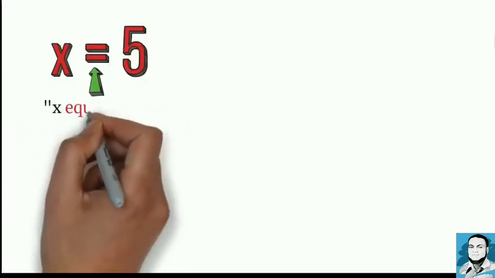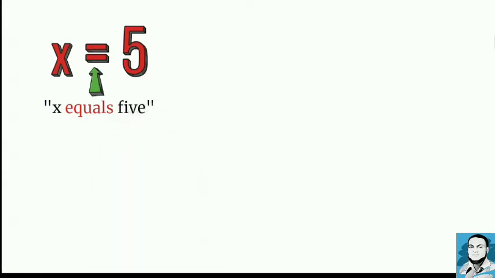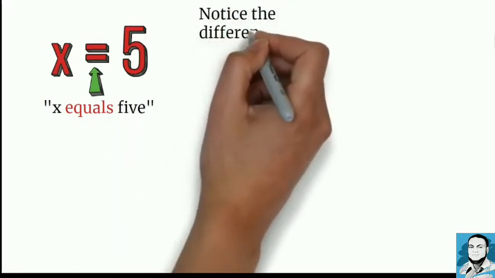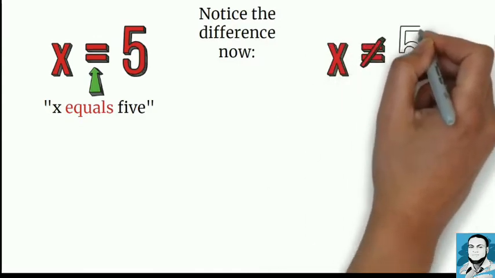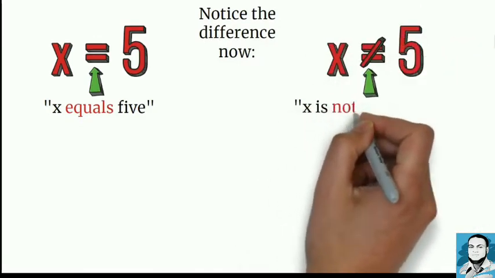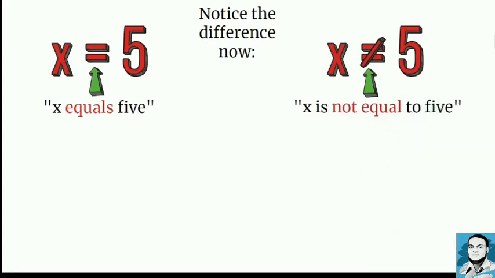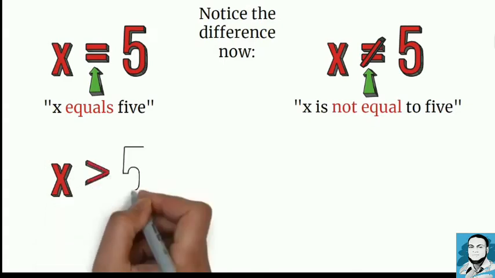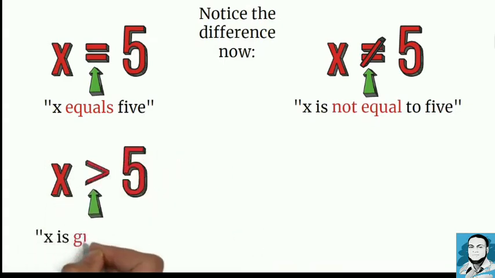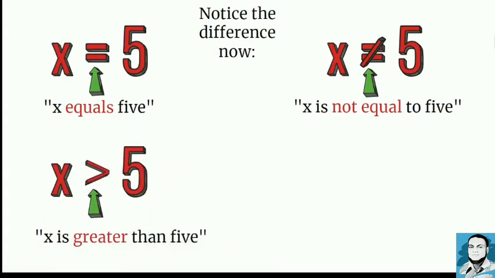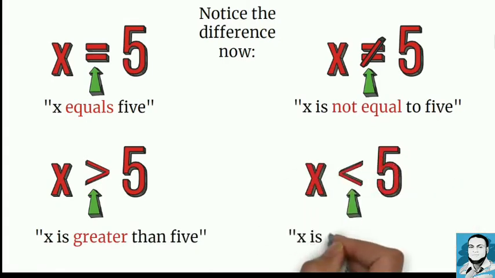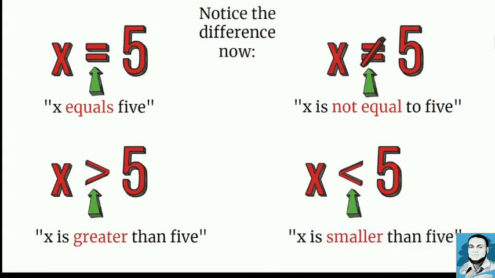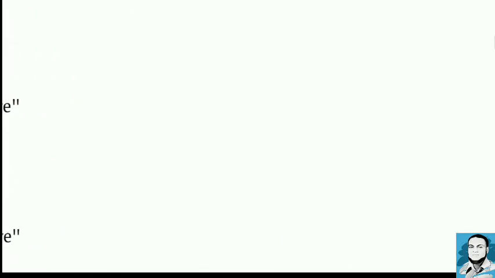We learned this one already. X equals 5. But notice the difference now. This is how we read it. X is not equal to 5. Or another one. X is greater than 5. Or X is smaller than 5. Or another example.